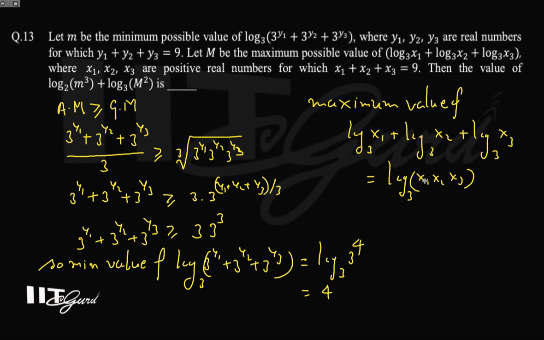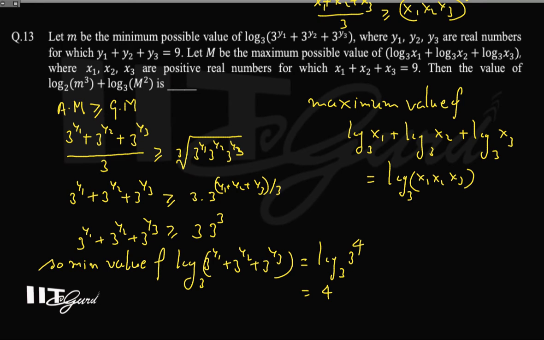Here x1, x2, x3 are all positive quantities. You can evaluate this by using AM-GM: x1 plus x2 plus x3 upon 3 is greater than or equal to (x1 x2 x3) to the power 1 by 3. Here you substitute 9, so 9 upon 3 is 3, and this is 3 to the power 1 by 3.